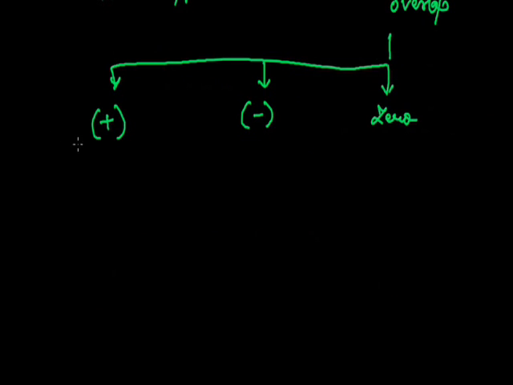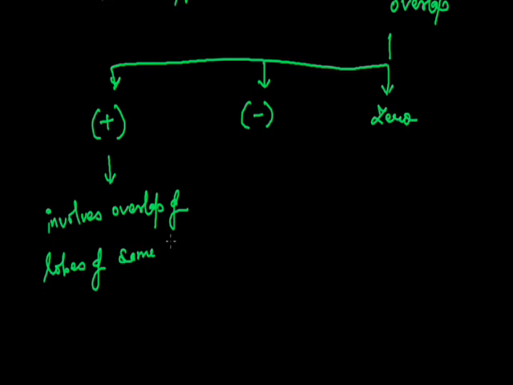What is the meaning of these signs? When we talk about the positive overlapping, it means involvement of overlap of lobes of same sign. That is, it involves overlapping of lobes of same sign. This is the positive interaction. It results in attraction.